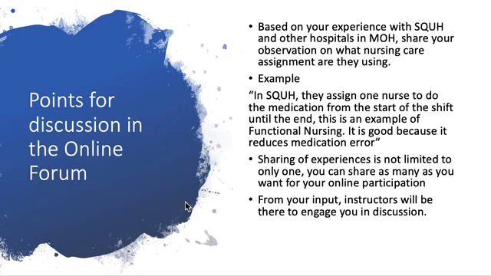Share to us the observation that you have on what nursing care assignment they are using. For example, in SQH, they assign one nurse to do the medication from the start of the shift until the end. This is an example of functional nursing. It is good because it reduces medication error. So you can also include in your discussion the benefit of the different types of nursing care assignment that you observe, as well as also the disadvantages. You can also include that.